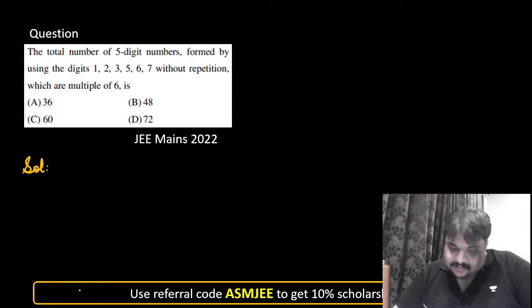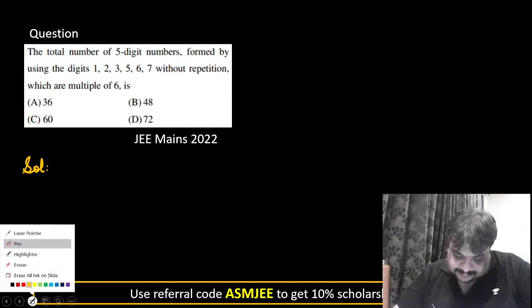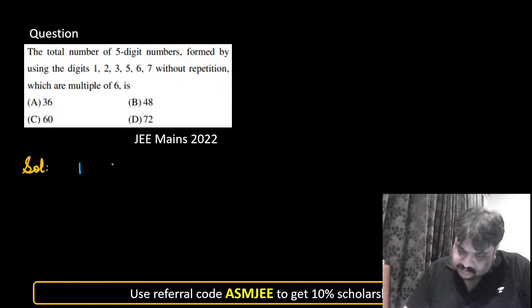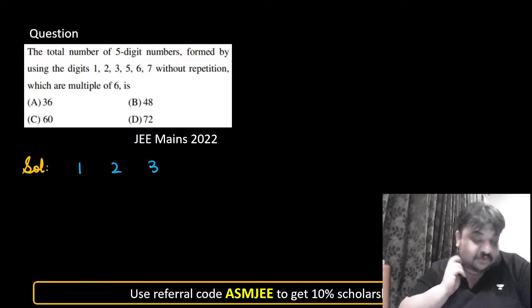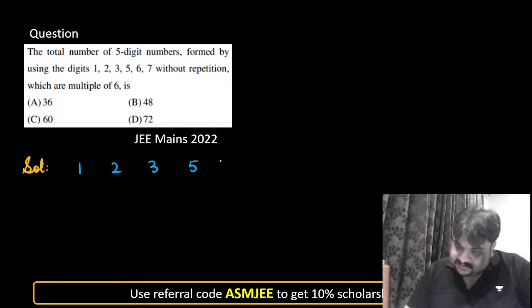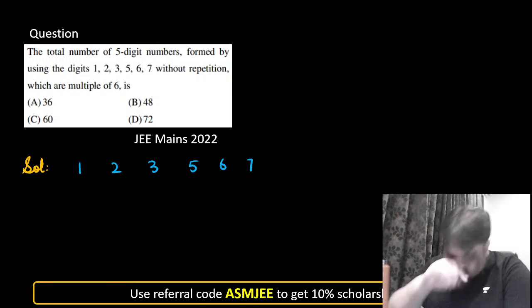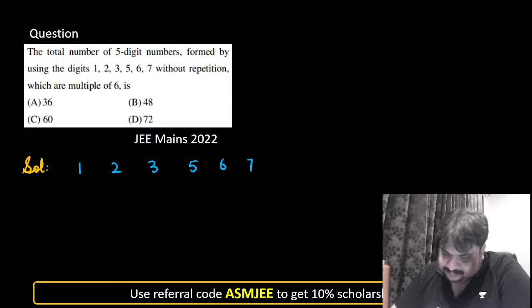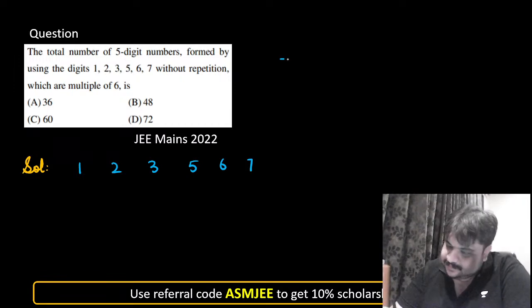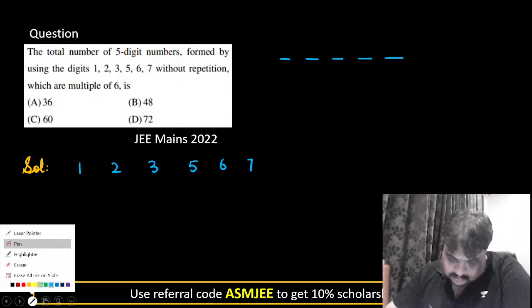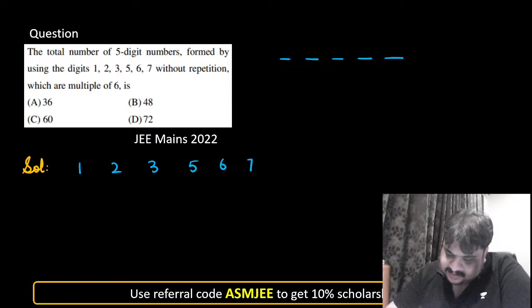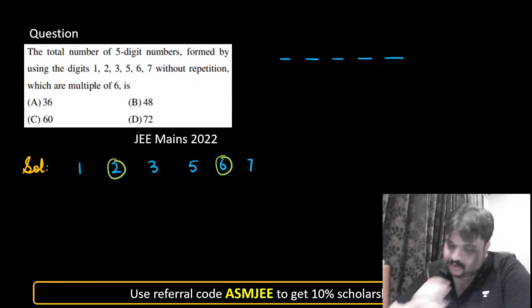Total number of 5-digit numbers formed by using these digits: 1, 2, 3, oh, there is no 4, 5, 6, 7, which are multiples of 6. So multiples of 6 means it should be an even number. So the last place can be occupied by either 2 or 6. Only two options.